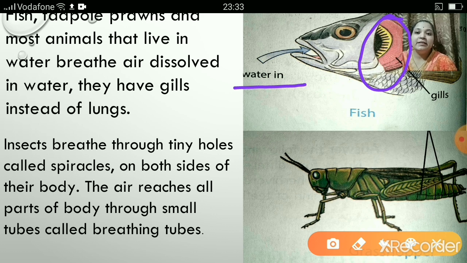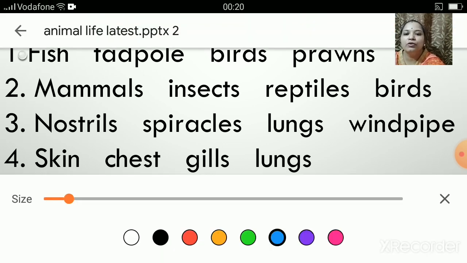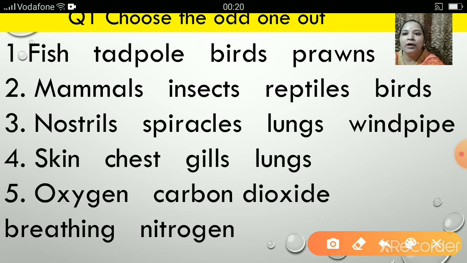So the insects breathe through the spiracles. The spiracles are tiny holes in the body of insects. So children, let us solve the questions based on what we have discussed. So the first one is choose the odd one out. First, fish, tadpole, birds and prawns. So what is the odd one out?